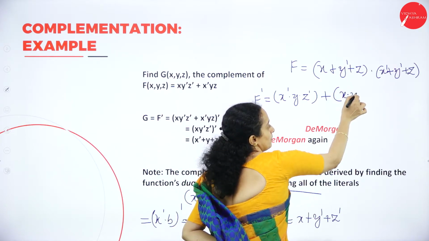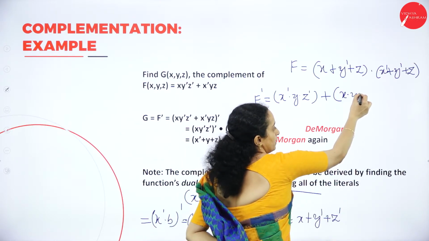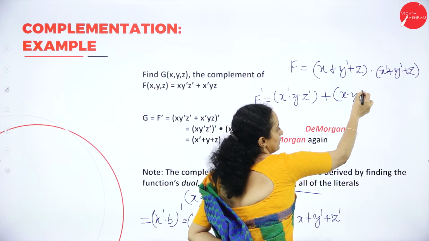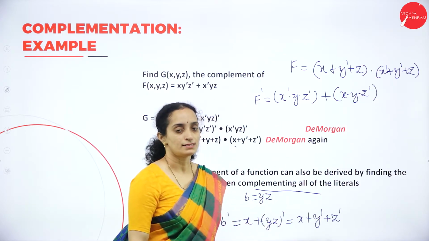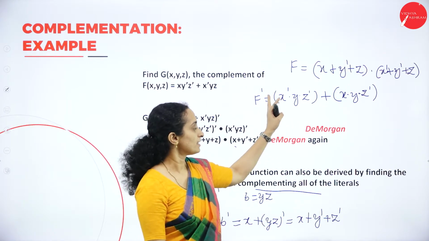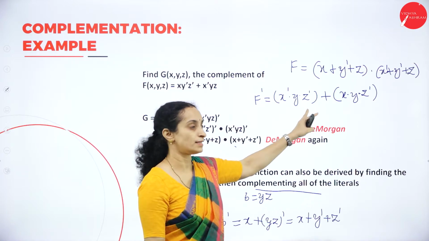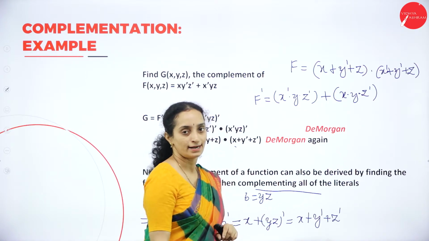Multiplication, y dash is there, make it y. Plus operator, interchange it to multiplication. Z is there, make it z dash. Okay, this will become f dash equals x dash into y into z dash plus x into y into z dash.